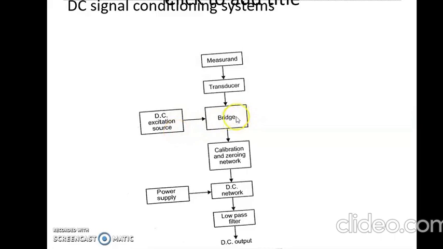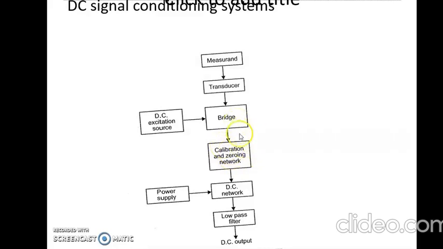Now when the bridge is balanced under normal condition, it gives zero output. That means the galvanometer reads zero voltage. When force or external pressure is applied to the strain gauge, the resistance of the strain gauge changes. And because of this change in the resistance of the strain gauge, the bridge becomes unbalanced and it produces a voltage. This calibration and zeroing network consists of potentiometer and galvanometers.